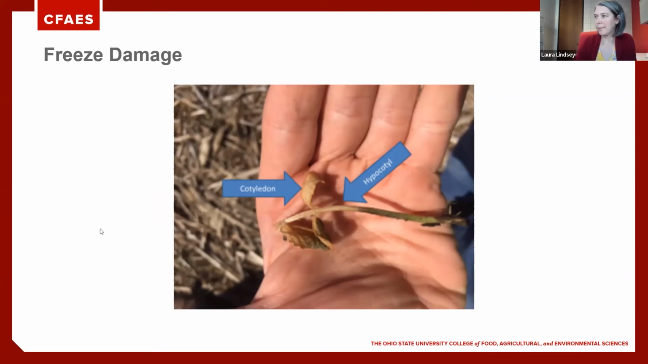And for soybean, the soybean plant is most susceptible to freeze damage when the cotyledon is just coming out of the ground. So when the hypocotyl is just coming out of the ground, that's when it's most sensitive to those cold temperatures.